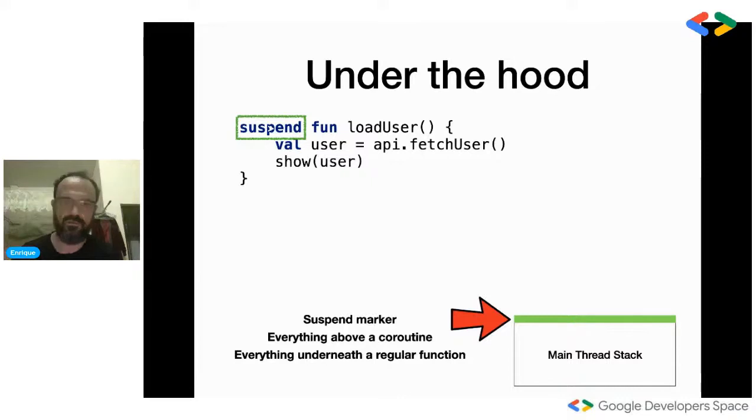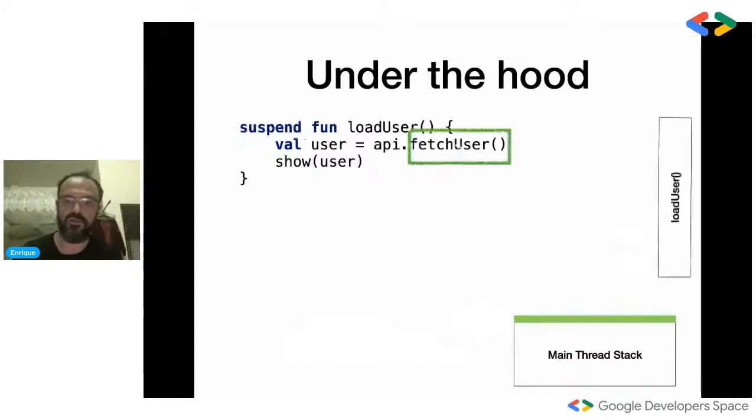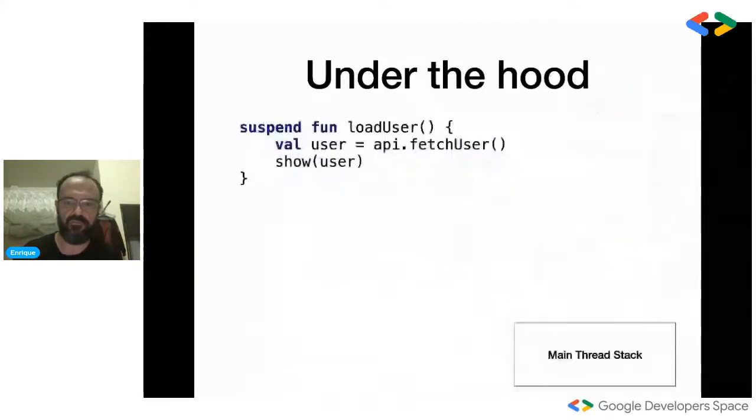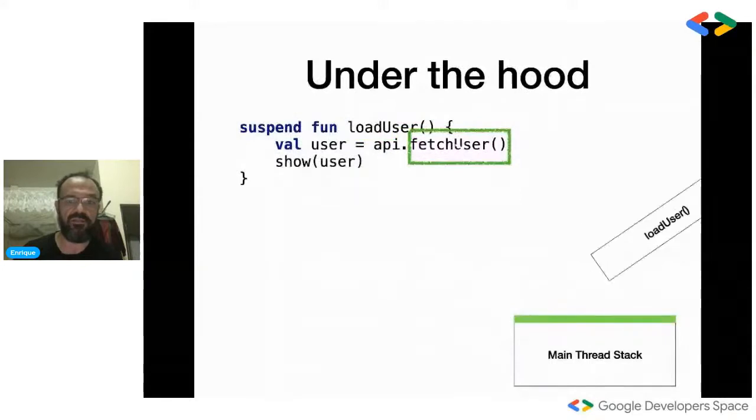So we keep analyzing. Load user. Well, then let's stack this here. Then we will stack as well our blocking call, fetch user, and we will start executing that. So sorry, I think I went too fast. Yeah. So, well, this keeps executing, right?